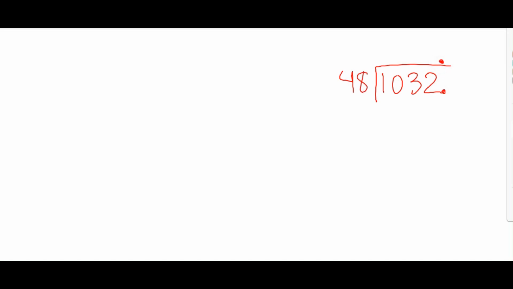So I'm going to use compatible numbers. So I can say that 48 rounds to about 50, and 1032 rounds to about 1050. I'm just going to put that. So I'm going to first think, how much is 50 going to 1? That answer is 0 times, so I'm not going to have a number above the 1. Then I'm going to ask myself, how many times is 50 going to 10? That is 0 times, so I'm not going to put a number above the 0.